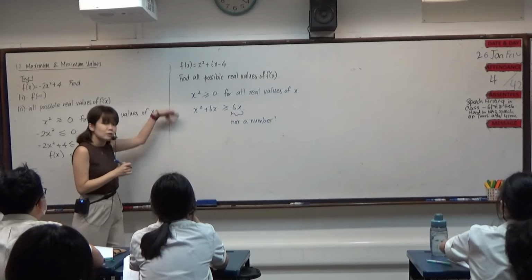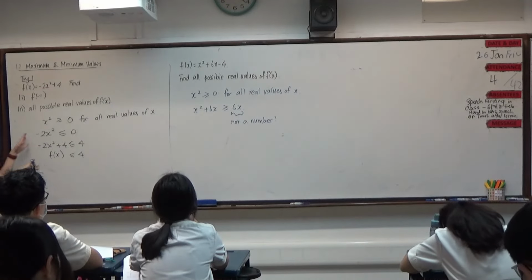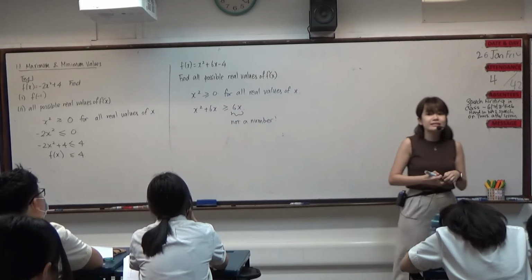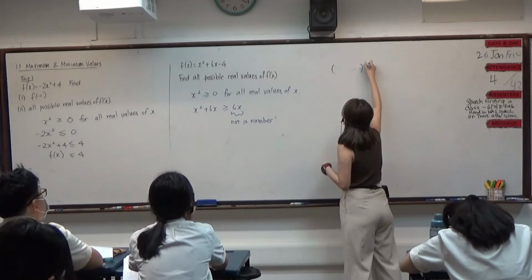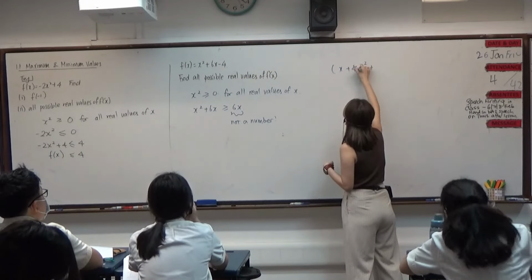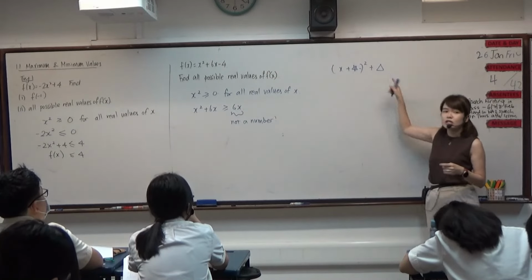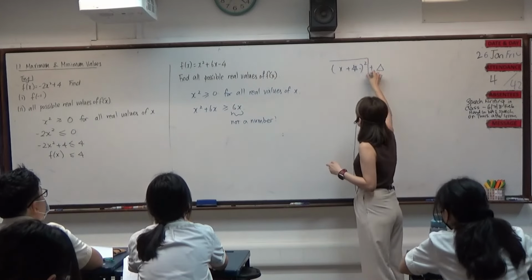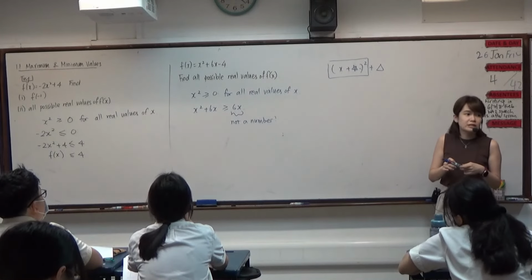Okay? So this process here doesn't quite work. We cannot extend what we just did over here to here. But when we were doing EMATS, we learned this thing called completing the square. And the thing about completing the square is that if I can write it like that, whereby my star and my triangle is a number, we know that this entire thing here will always be more than or equal to 0. That's the beauty of it.